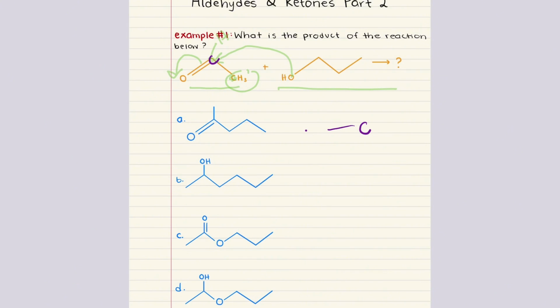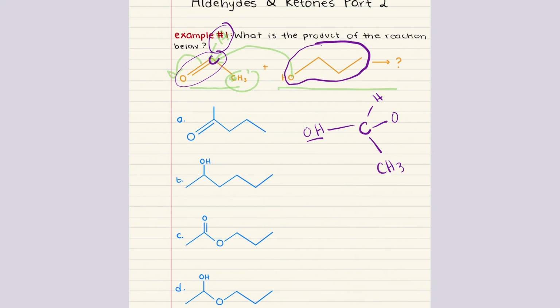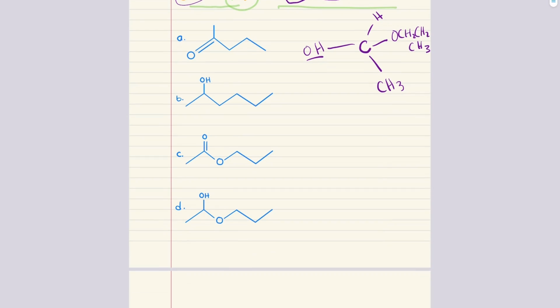So the resulting product is going to have a central carbon that comes from the carbonyl carbon. It will be attached to an alcohol group. The carbonyl turns into this alcohol group. It remains attached to a hydrogen and to a methyl group. The only difference is that the 4th attachment to that carbon is going to be this part of our alcohol, OCH2CH2CH3. This is what's called a propoxy group. It comes from the alcohol. Looking at this, the option that best matches is going to be answer choice D.